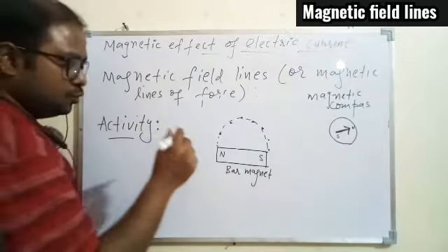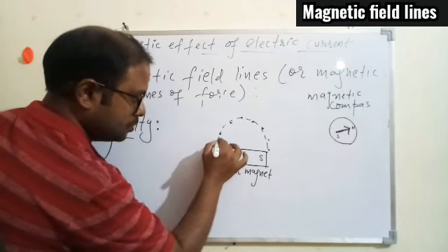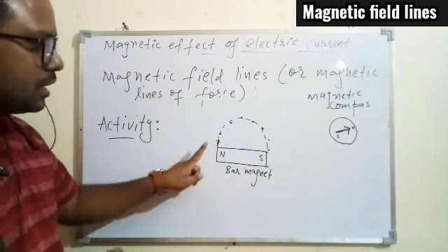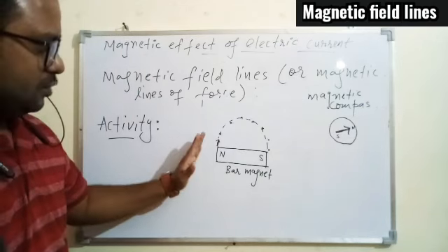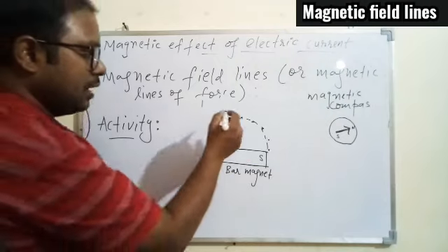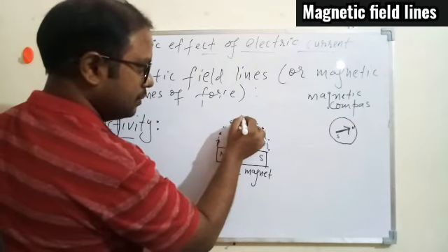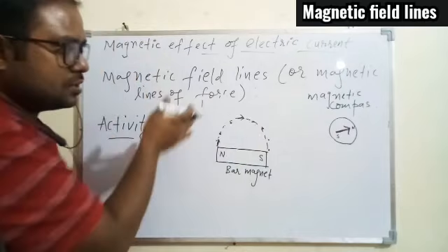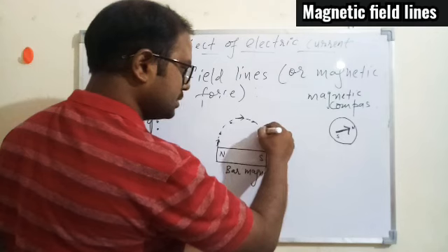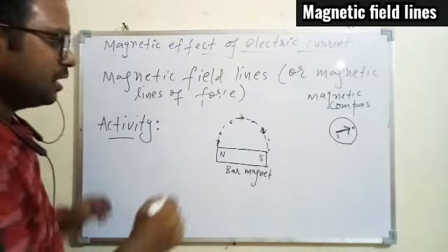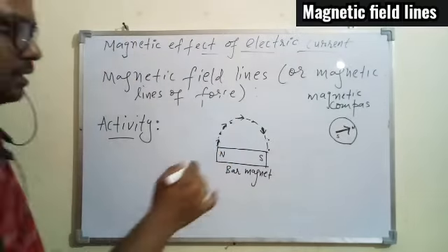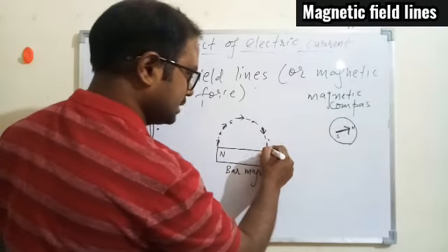So it is understood, when the magnetic compass was placed here, the needle was pointing this way. So we can say this is the direction of the magnetic force. So magnetic force is in this direction along which the needle is facing. At this point we can say the magnetic force is in this direction. At this point we can say magnetic force is in this direction, and at this point it is in this direction.